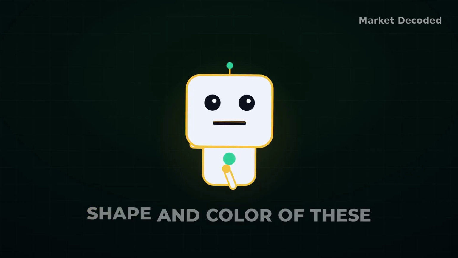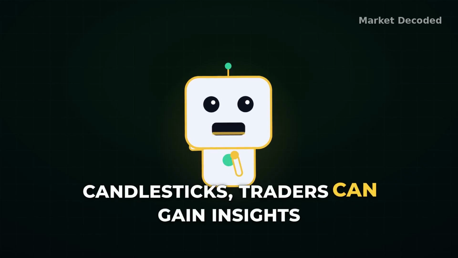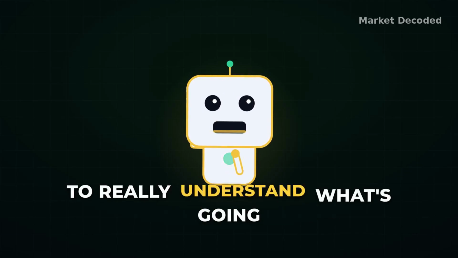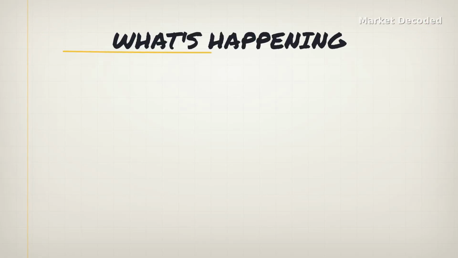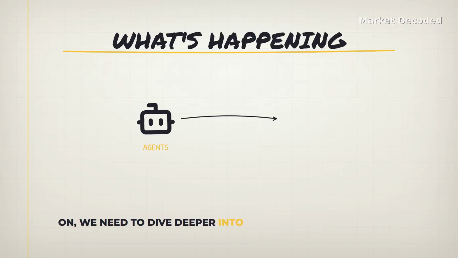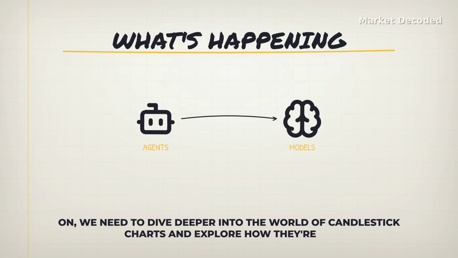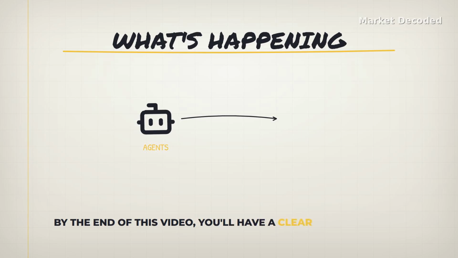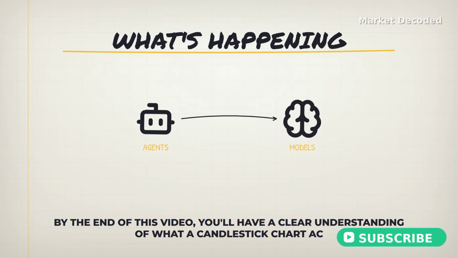By looking at the shape and color of these candlesticks, traders can gain insights into the market's mood and make more informed decisions. But to really understand what's going on, we need to dive deeper into the world of candlestick charts and explore how they're constructed, what the different patterns mean, and how they can be used to analyze market trends. By the end of this video, you'll have a clear understanding of what a candlestick chart actually shows and how it can help you navigate the world of trading.